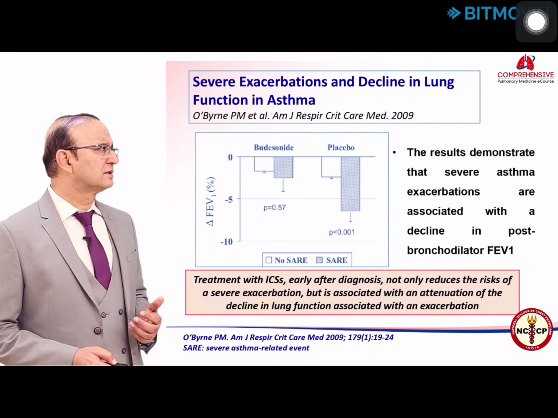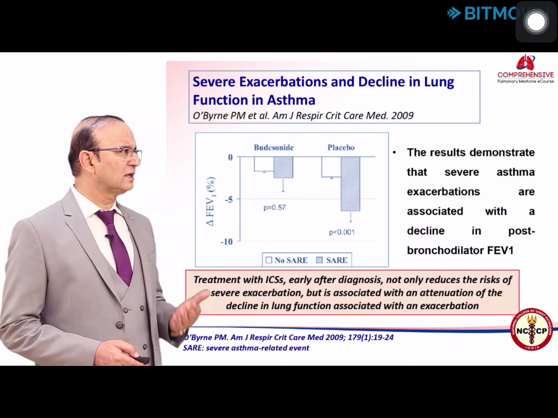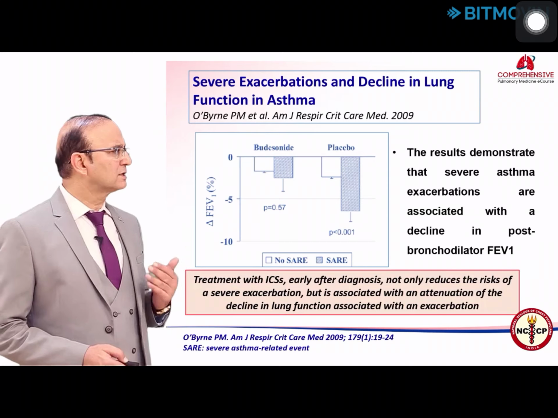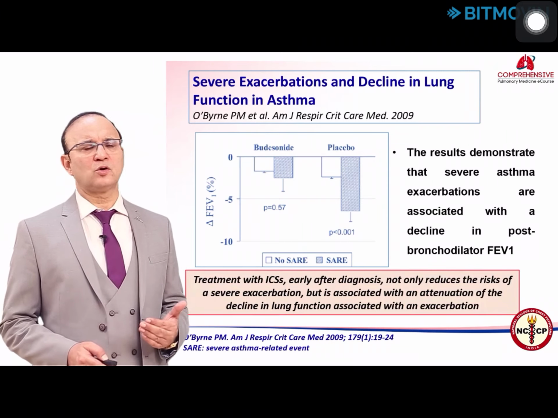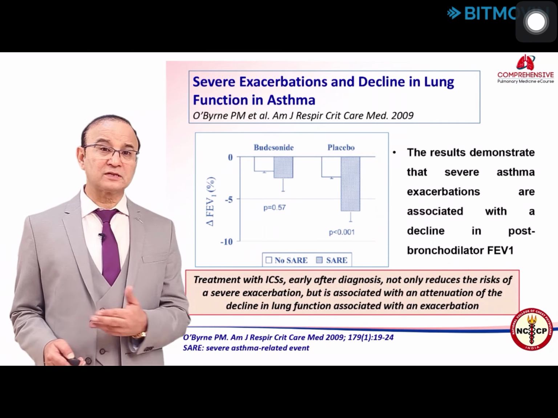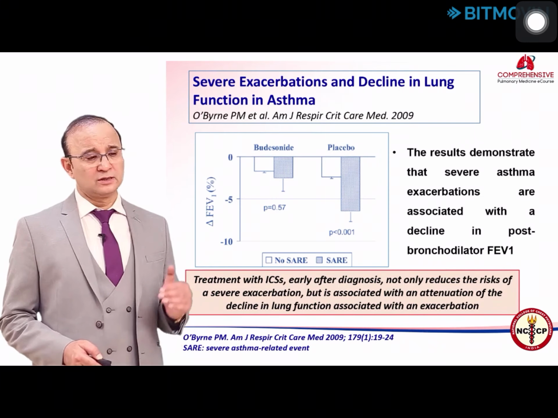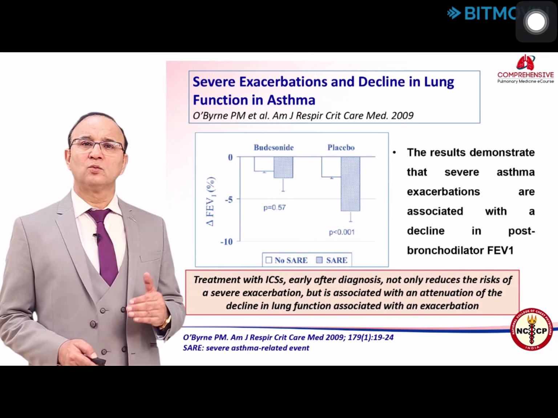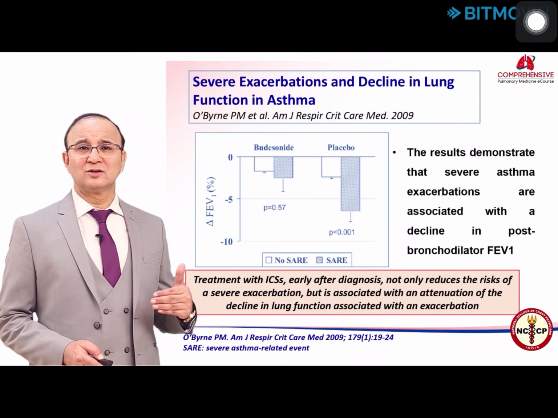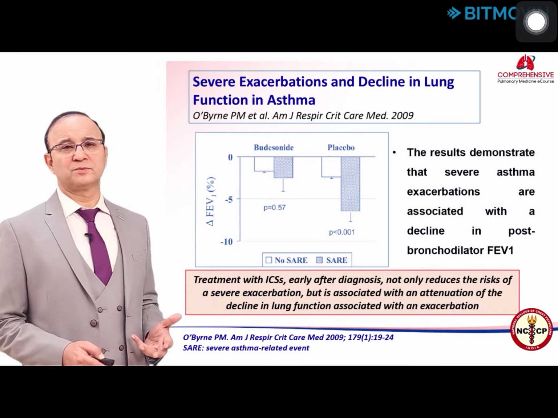And this is another study which showed that treatment with inhaled corticosteroid early after diagnosis not only reduces the risk of severe exacerbation, but is associated with attenuation of the decline in lung function associated with an exacerbation. So if a person doesn't take the inhaled corticosteroids, the drop in FEV1 would be faster than in patients where he takes inhaled corticosteroid, the drop will be slowed and it may not drop and the exacerbations would be much less.